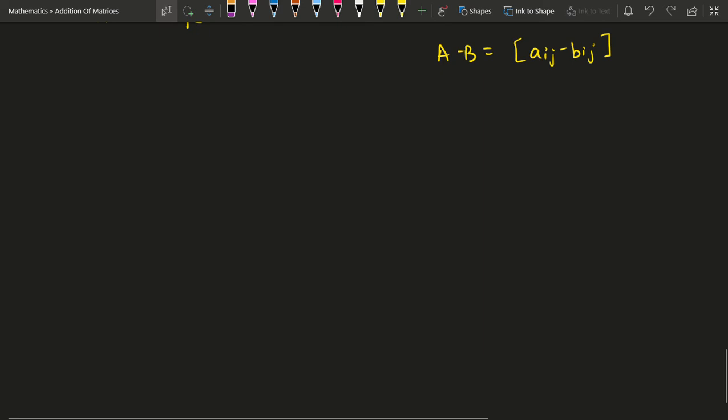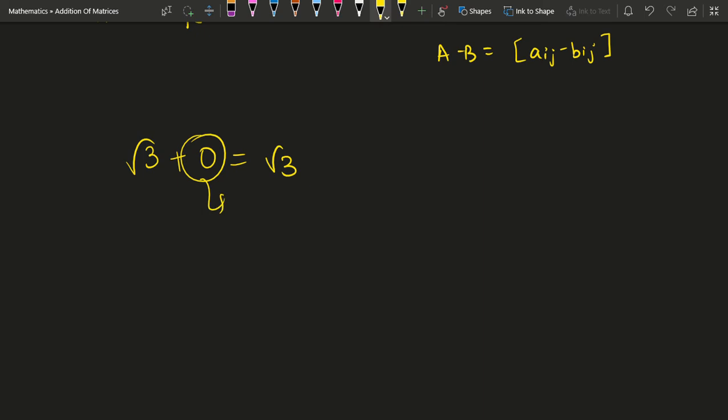We have a few properties of adding real numbers. We have commutativity, we have associativity, we have the existence of an additive identity. That means if you take any number, say root 3, and you add 0 to it, it results in the same number. This number is the additive identity. And you also have the existence of an additive inverse in real numbers.